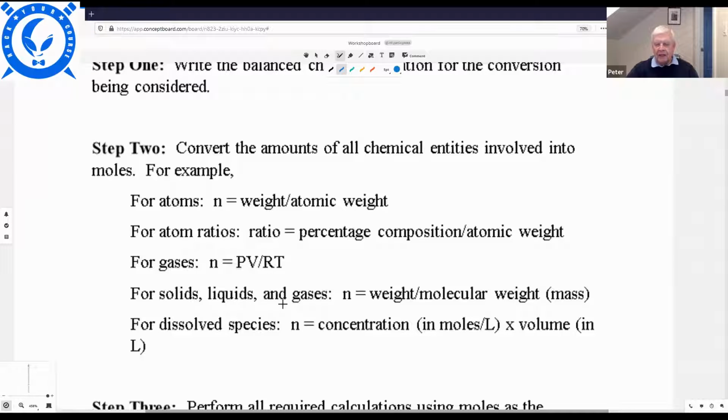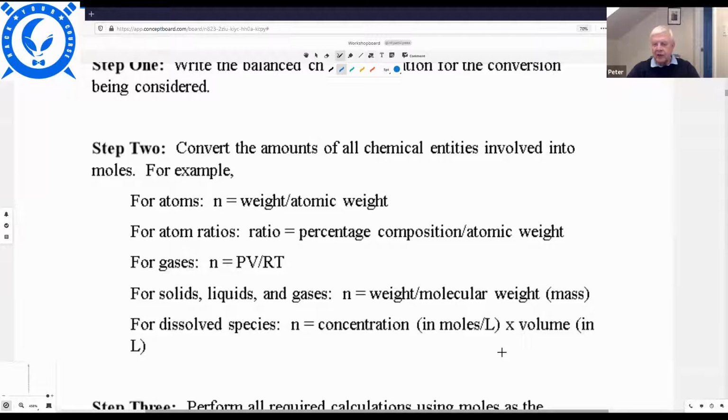For pure solids, liquids, and gases, you simply take the weight of the species and divide it by the molecular weight, or the molecular mass if you prefer. And then for any dissolved species, n will be equal to the concentration in moles per liter, or as you guys have to know, decimeters cubed, times the volume in liters or decimeters cubed.